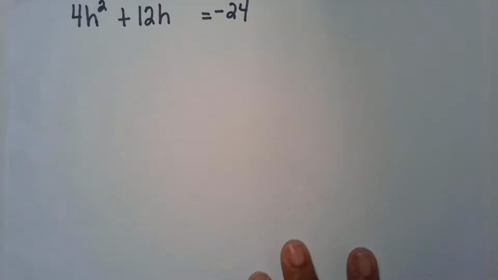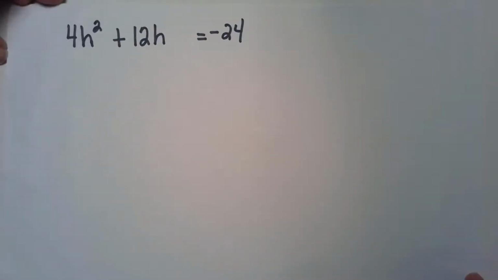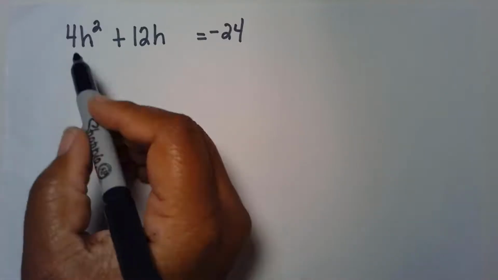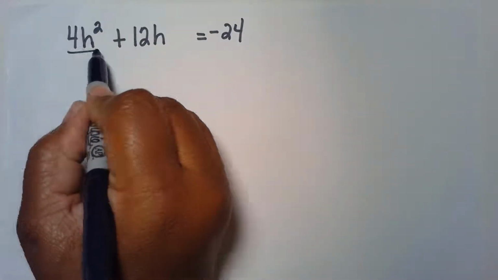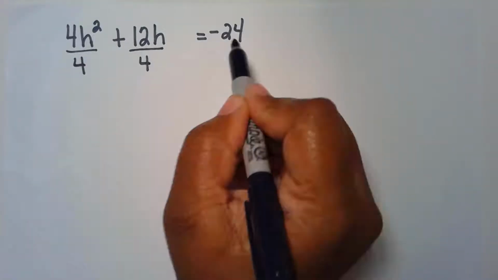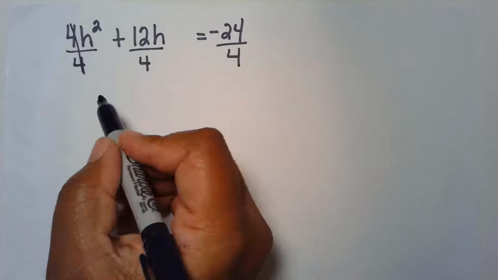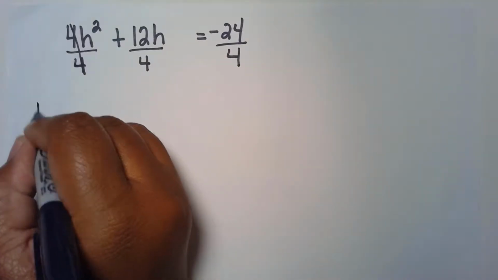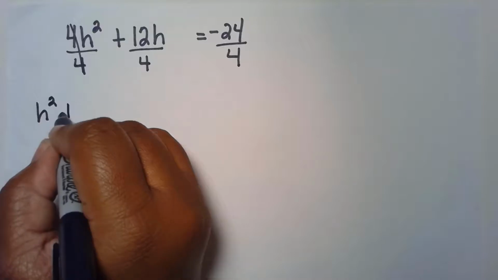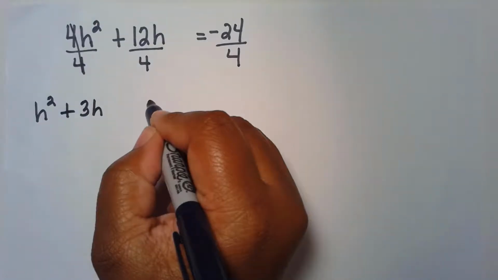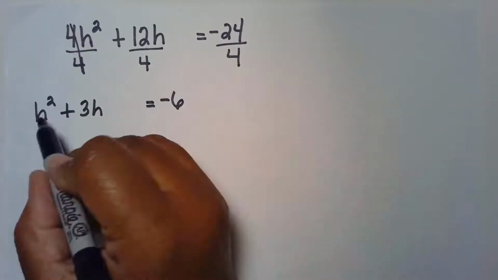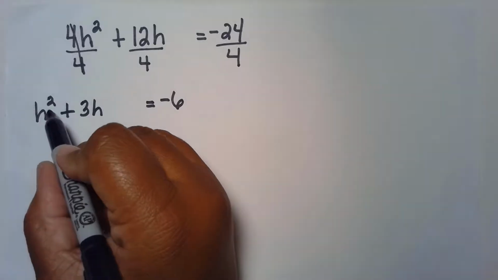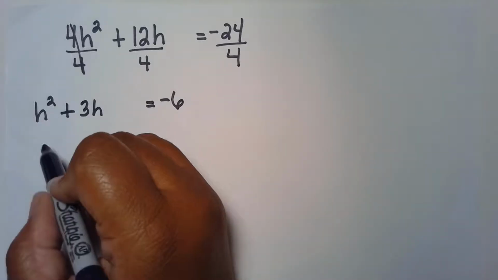So for this example, the coefficient here for h squared is 4. I want this to be h squared. So what we're going to do first is divide each term by 4 and reduce. So now we have h squared plus 3h equals negative 6.